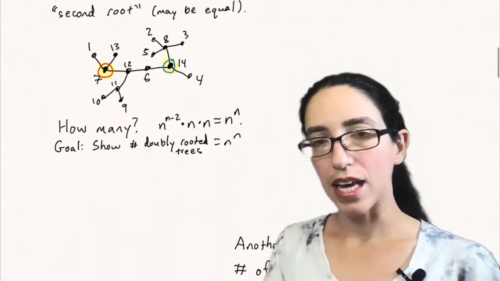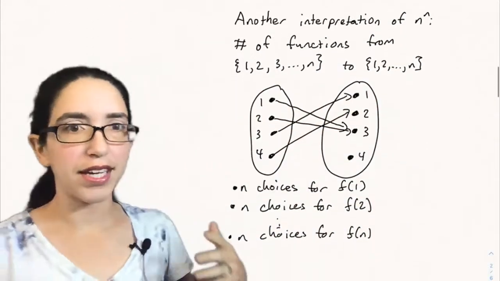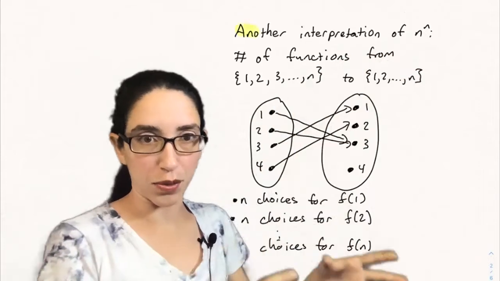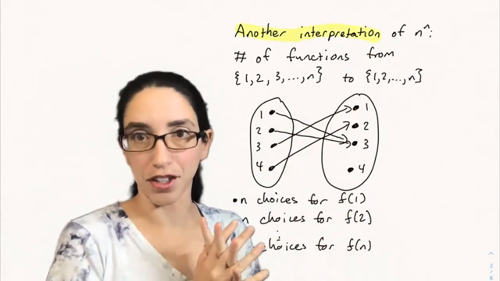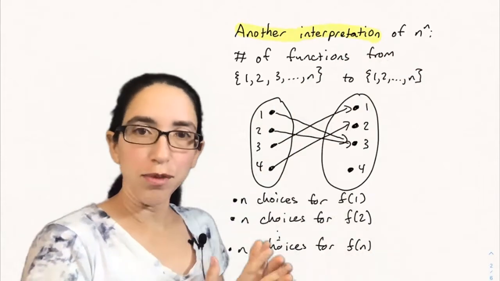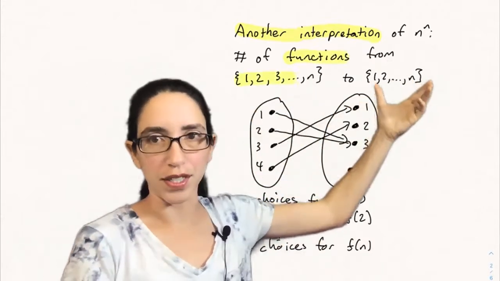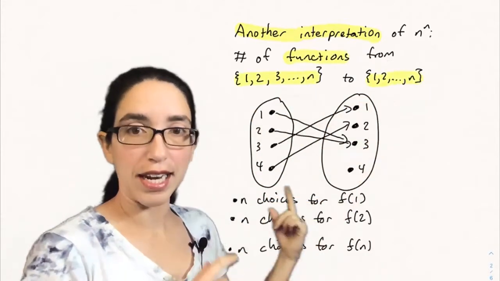So what else is counted by n to the n? Let's find another interpretation of n to the n, a simpler one, and then find a bijection between doubly rooted trees and that interpretation. And the interpretation I want to use is that it's the number of functions from the set 1 through n to itself. No restrictions on the functions, any possible functions.